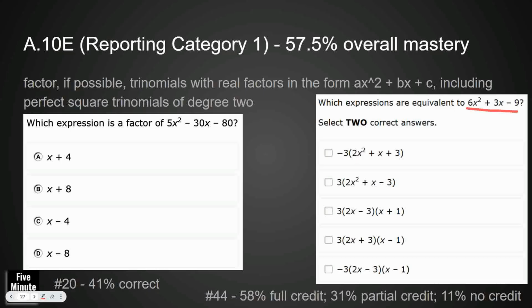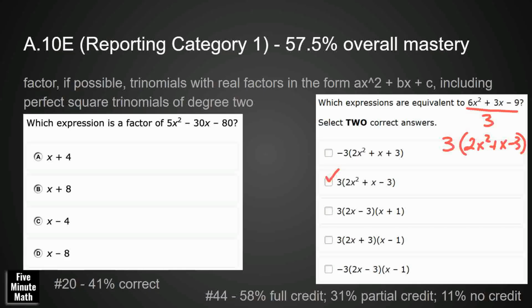Let's go ahead and divide each of these by 3 to get our first term. If we divide each of these by 3, that's going to be 3. Then we get 6/3, which is 2, plus 3/3, which is 1, minus 9/3, which is 3. Okay, so I've got this one right here, 3 times 2x. Okay, so we've got that right there.